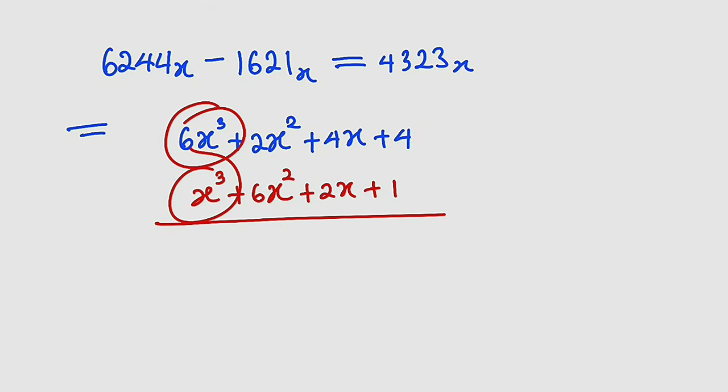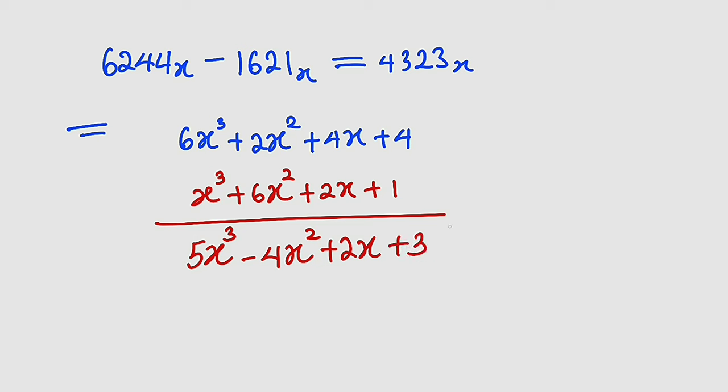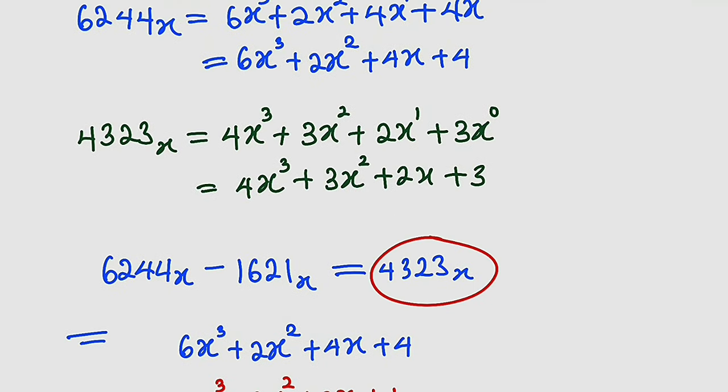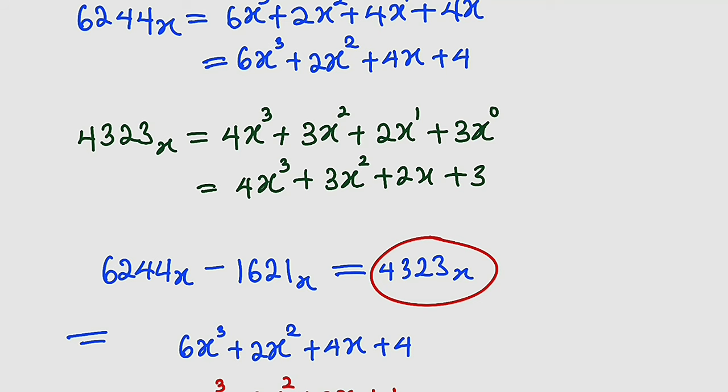This minus this will give us 5x cubed. This minus this will be negative 4x squared. This minus this will give us 2x. And 4 minus 1 will give us 3. And they say that the whole of this is equal to this, and this represents this one, right? So I'm just going to copy this one as well.